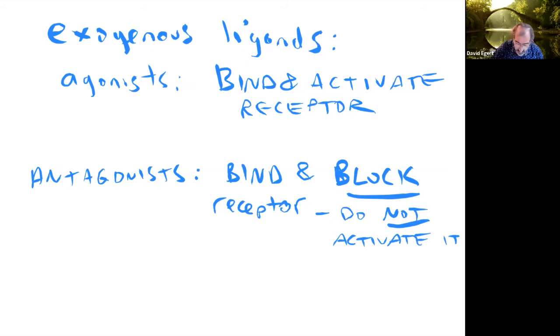So, examples. Agonists: if you're having an asthma attack, you have a little albuterol inhaler. Albuterol is a drug, an exogenous ligand that binds and activates adrenaline receptors. Those adrenaline receptors then dilate your bronchial passages so you can breathe easier. So albuterol inhalers are an example of an agonist for adrenaline receptors.